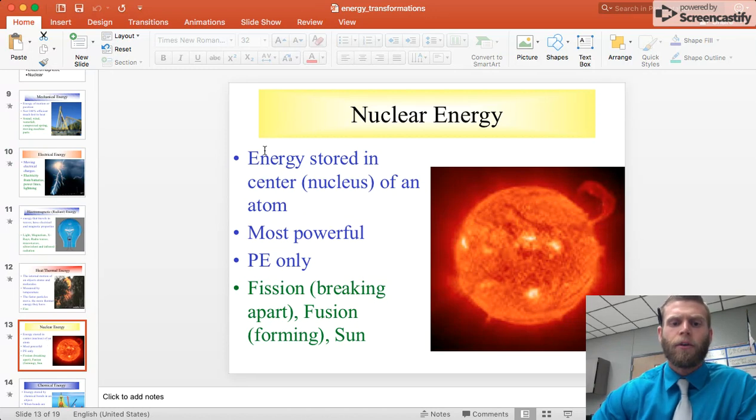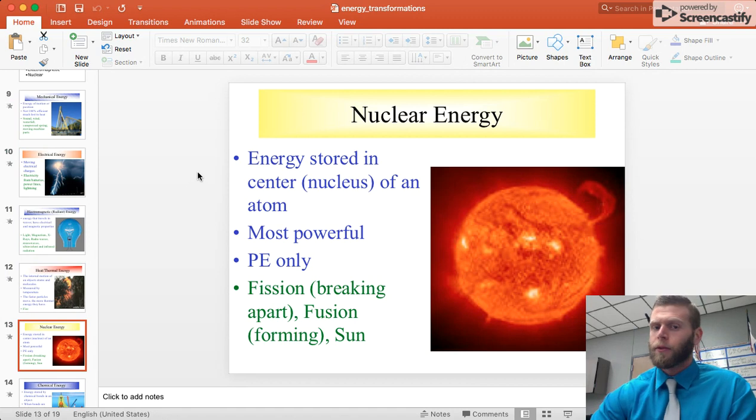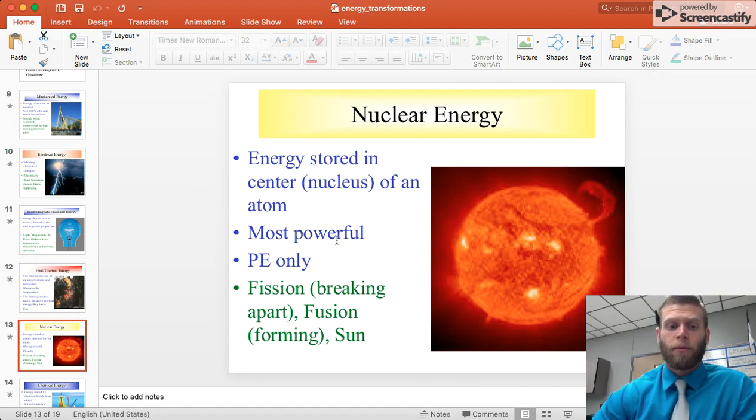And then nuclear energy. This is energy stored in the nucleus of an atom. Nucleus kind of makes sense. This is the most powerful form of energy. This is potential energy only. Fission, which is the breaking apart of, and fusion, which is the forming. So the sun is a form of nuclear energy.